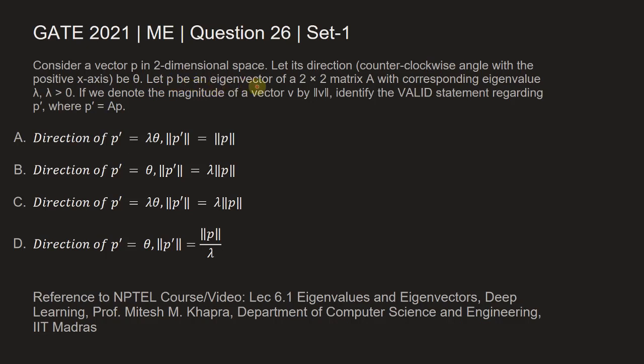Let P be an eigenvector of a 2 into 2 matrix A with corresponding eigenvalue lambda, where lambda is greater than 0. If we denote the magnitude of vector V by double modulus of V, identify the valid statement regarding P prime, where P prime is equal to A into P. Now 4 options are given here, among which we need to find the correct answer.